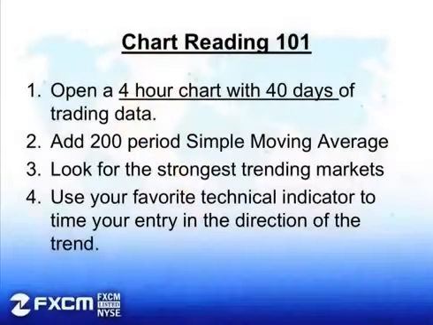So for example, if you're trading off of a 4-hour chart, you can open up a 4-hour chart with 40 days of trading data, add a 200-period simple moving average. Sound familiar? Same thing we did on the daily. Look for the strongest trending markets with the 4-hour chart and the 200-period moving average. And then use your favorite technical indicator to time the entry in the direction of the trend, just like we've done on the daily chart.